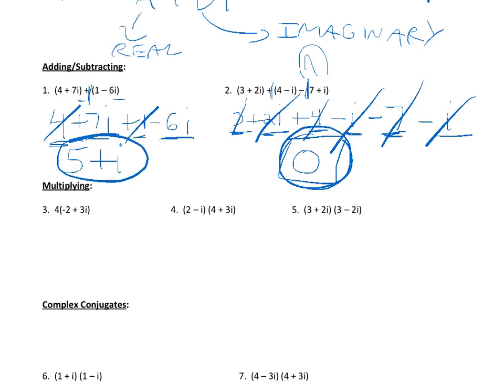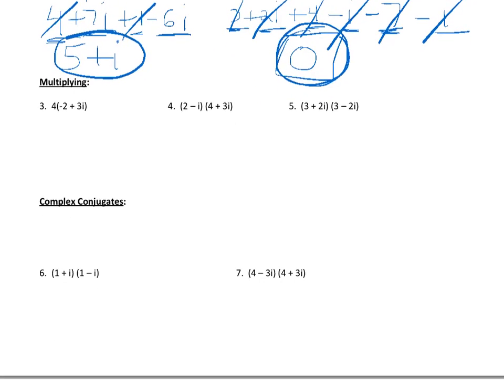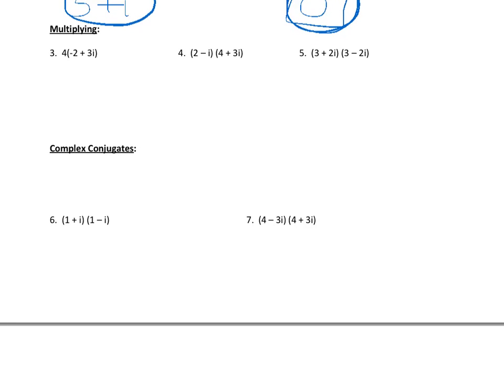Multiplying again, we're going to use the same rules as when we multiplied if we just had x or we just had y. So number 3 is real easy. You just distribute the 4. So 4 times -2 is -8. 4 times the 3i is plus 12i. And that's it. That's your answer.